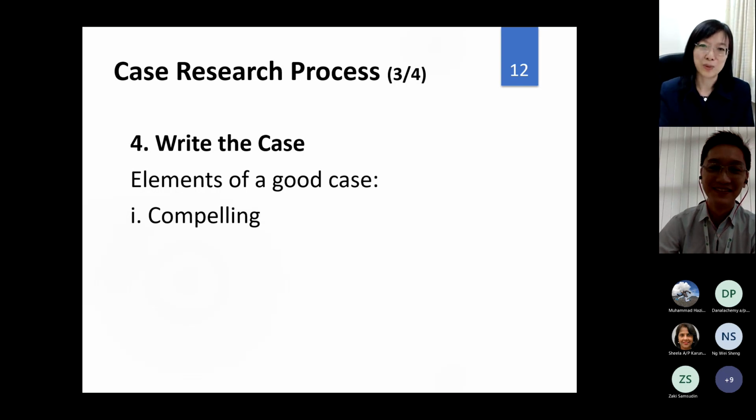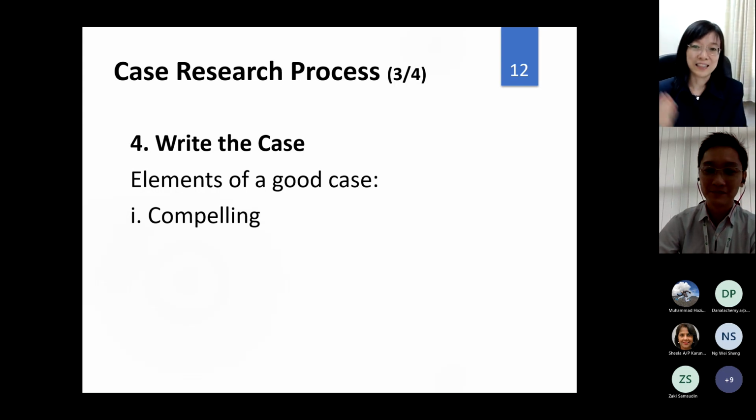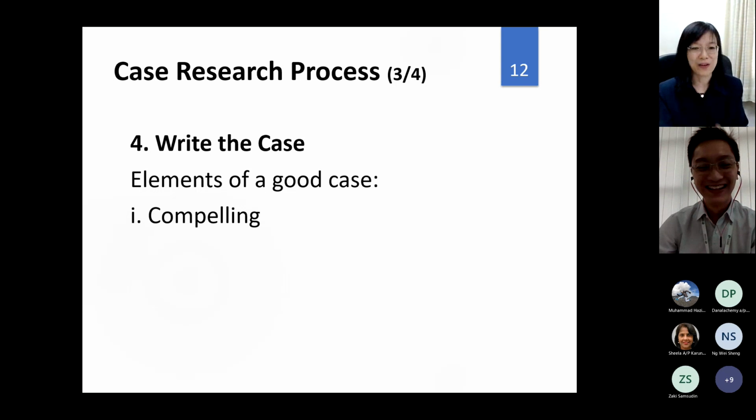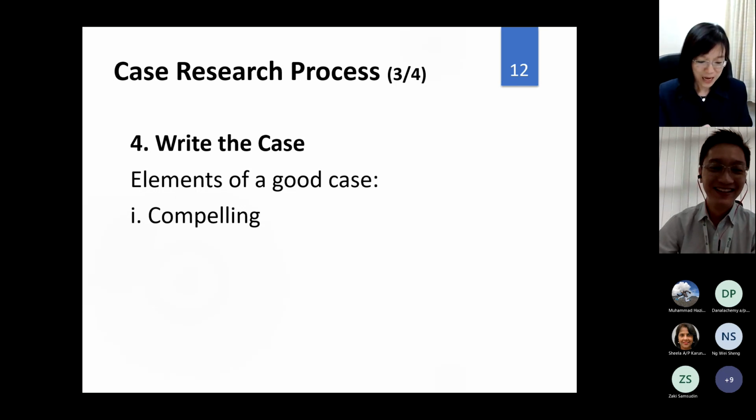And I think that's the difference between a case study and an article. Nobody actually finds an empirical article interesting to read. But a case study can be very, very interesting to read. So you have to make your case compelling or interesting. And how do you actually make your case interesting or compelling?